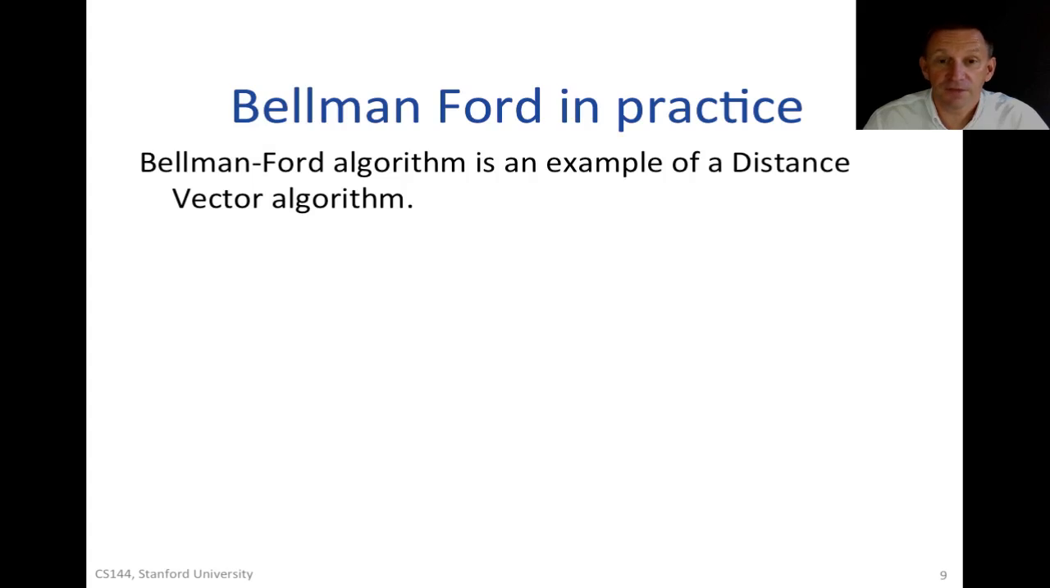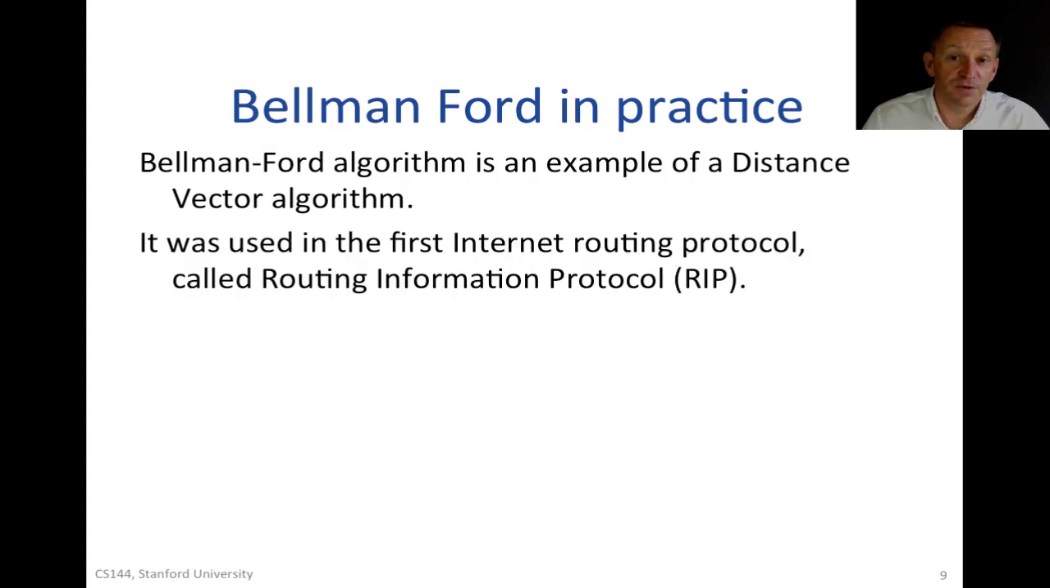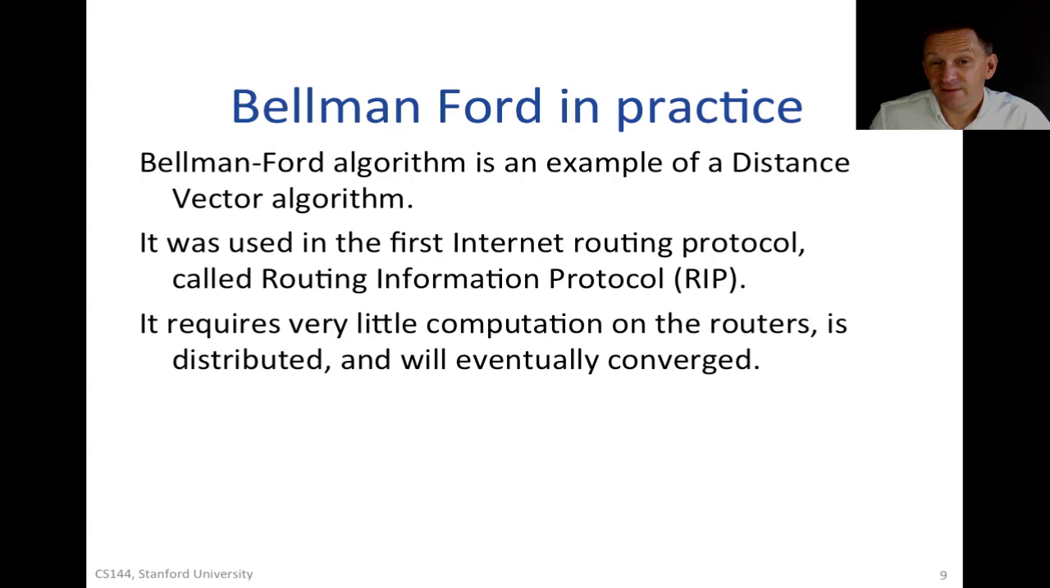This is therefore an example of a distance vector algorithm and formed the heart of one of the first routing protocols used in the internet called RIP. RIP stood for the Routing Information Protocol, and it was used very widely for quite a long time. This was because it requires very little computation on the routers. It could be calculated in a distributed way, requiring very little computational burden on each of the routers. And we knew that it would eventually converge with a few little fixes, like the split horizon technique and preventing it from counting to infinity.